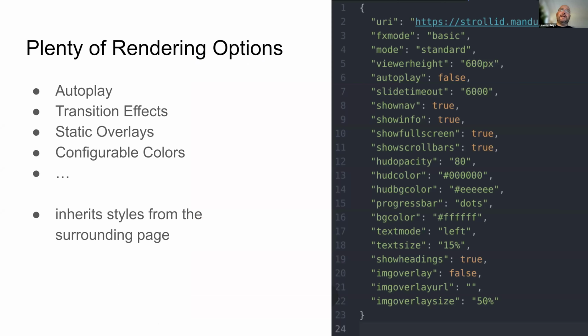The StrollView Player has plenty of rendering options. It's possible to use it in an automated way, so the presentation is automatically advancing from one slide to the other. There are transition effects. You can configure the colors and everything. But on the other hand, it's also possible that the player automatically inherits the styles from the surrounding web page, which makes it very easy to produce an integrated experience on the website.